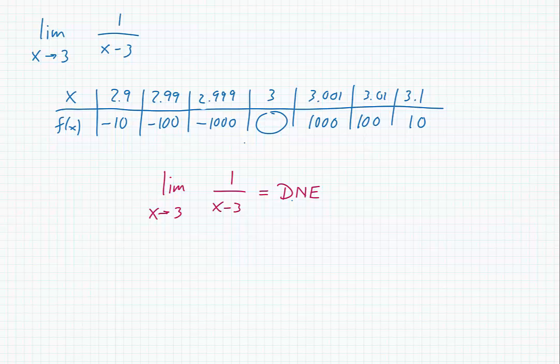One thing you should note that's a little bit different here, this isn't always a guarantee that you end up with a does not exist, but I do want you to notice that in this case if we plugged 3 in directly, we'd end up with 1 divided by 0, not 0 over 0, which is our indeterminate form. 1 divided by 0 often, but doesn't always have to lead to DNE.